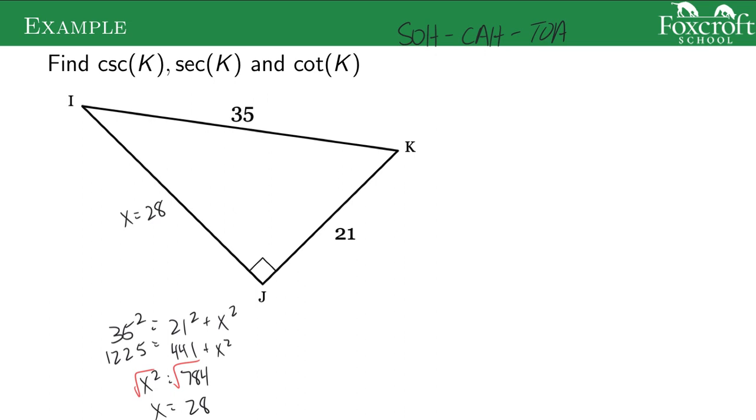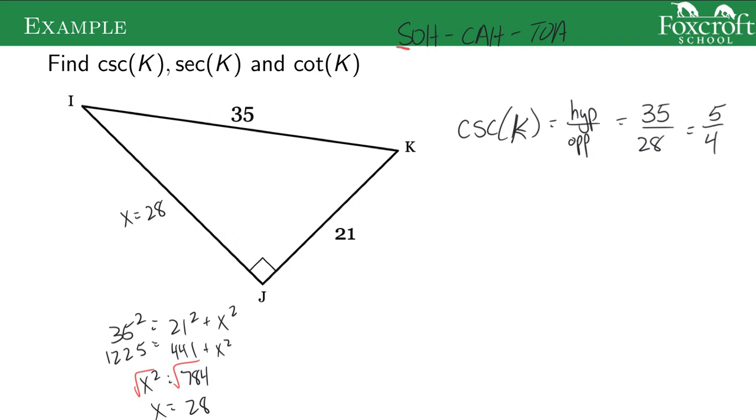All right, so if I want to find cosecant of k, cosecant, because it has a co in front of it, is related to sine. So if sine is opposite divided by hypotenuse, cosecant is just the opposite, hypotenuse divided by opposite. Our hypotenuse is 35. Opposite from k is 28. Both those are divisible by 7, so I'm going to get 5 over 4.